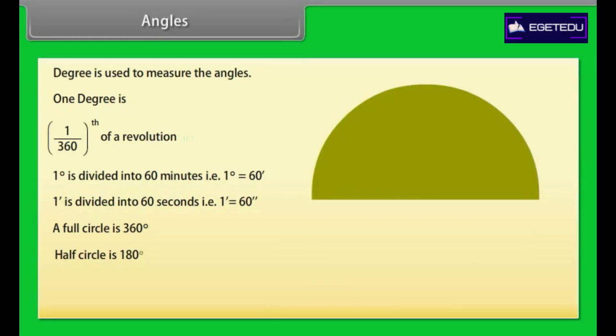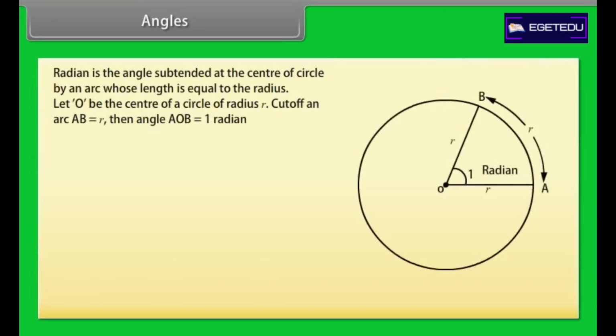How to measure the radian? Radian is the angle subtended at the center of circle by an arc whose length is equal to the radius. Let O be the center of a circle of radius r. Cut off an arc AB equal to r. Then angle AOB is equal to 1 radian.